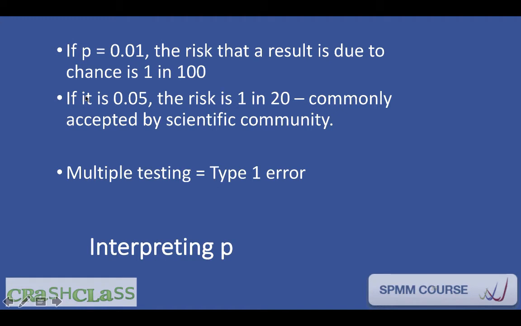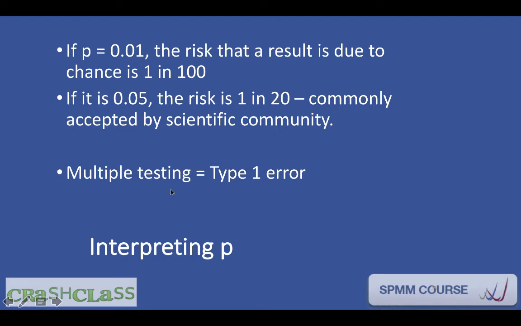Now how do we interpret p-value? If p-value is 0.01, the risk that the result is a false positive, the risk that the result is due to chance, is 1 in 100. So 0.01 is 1 in 100. 0.05 is 5 in 100. 5 in 100 translates to 1 in 20.